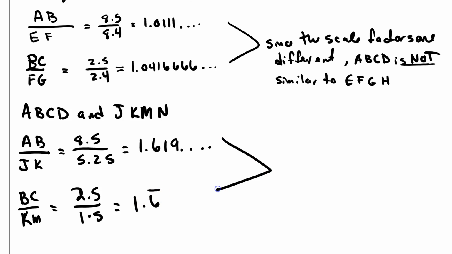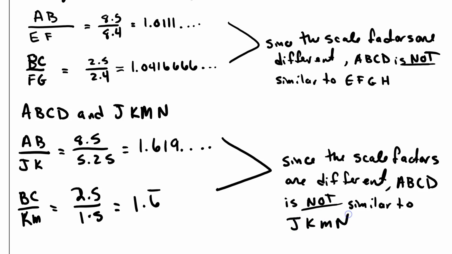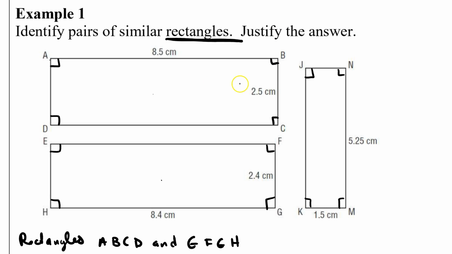So when I compare these two, since the scale factors are different, ABCD is not similar to JKMN. So we've compared this one to this one, and this one to this one. Now let's compare rectangle EFGH with JKMN.